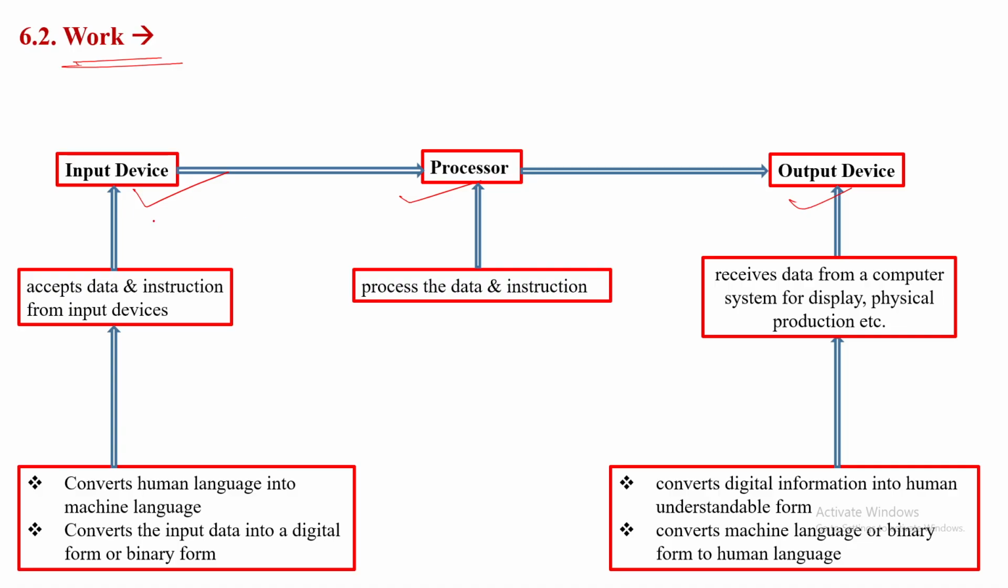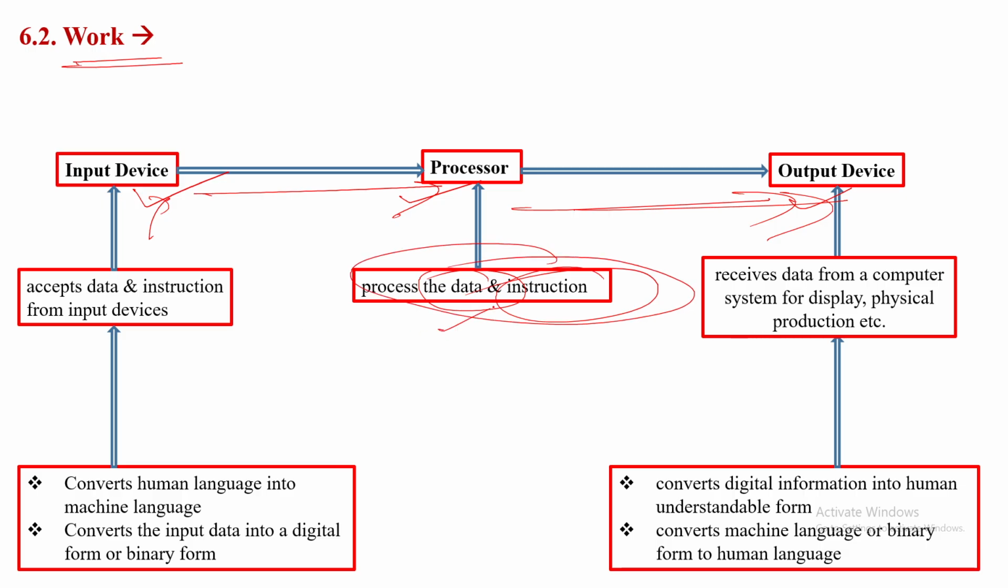Through the input device it will accept the data and send it to the processor. The processor's work is to process this data and instructions and then send it to the output device. The output device receives the data and then displays it. This is the work of the whole computer system. If we look at only the processor, its task is to process the data and instructions, and the processor has different parts. I will explain which part has which type of work later.